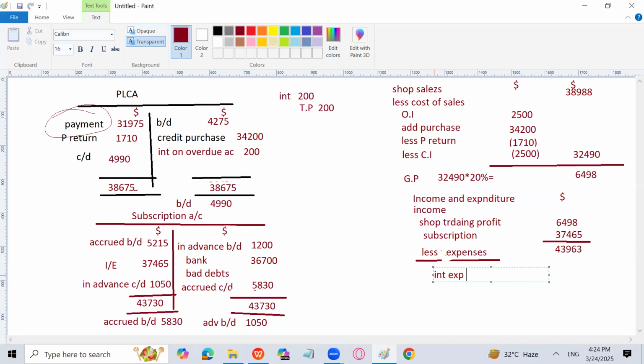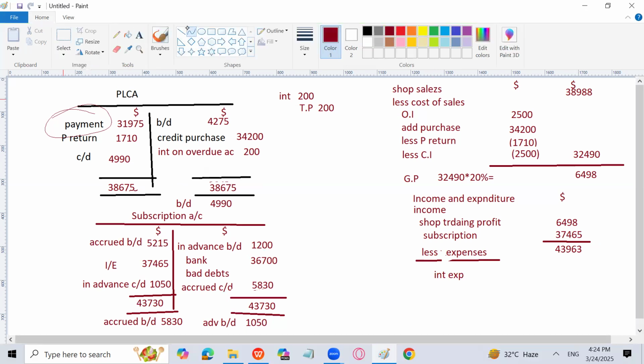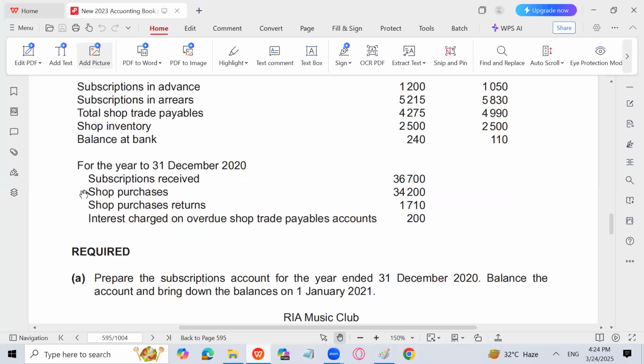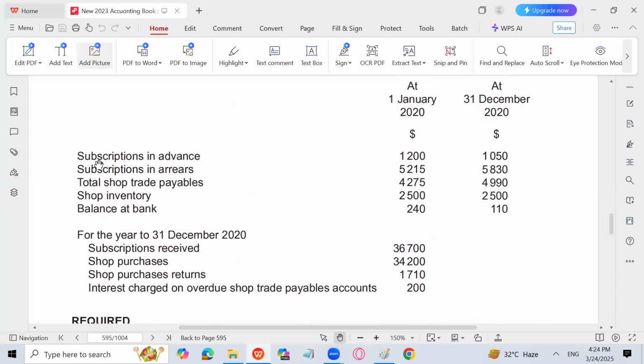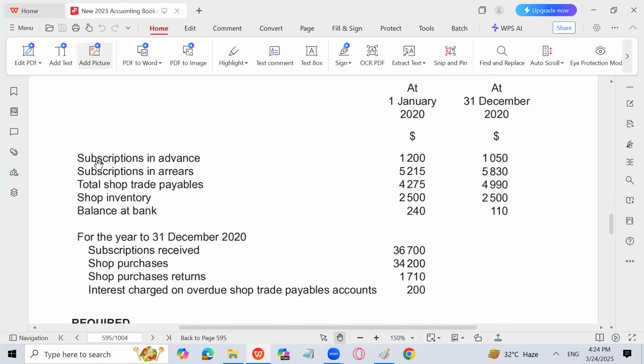If you want to prepare the statement of financial position, always remember that you will go for the ending data. You will take the ending data from the question. Here I can't find it. Why, sir? Because the value of the premises is not given. The ending data won't work for us for the preparation of the statement of financial position.